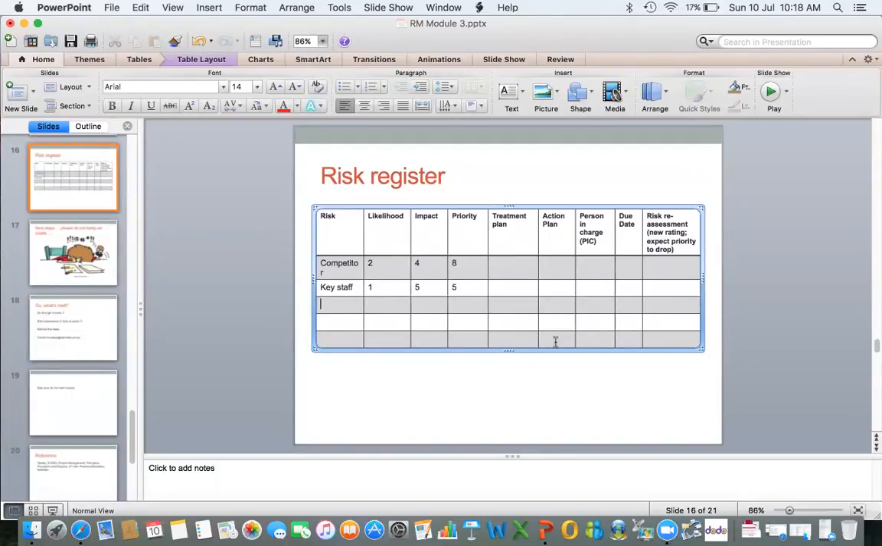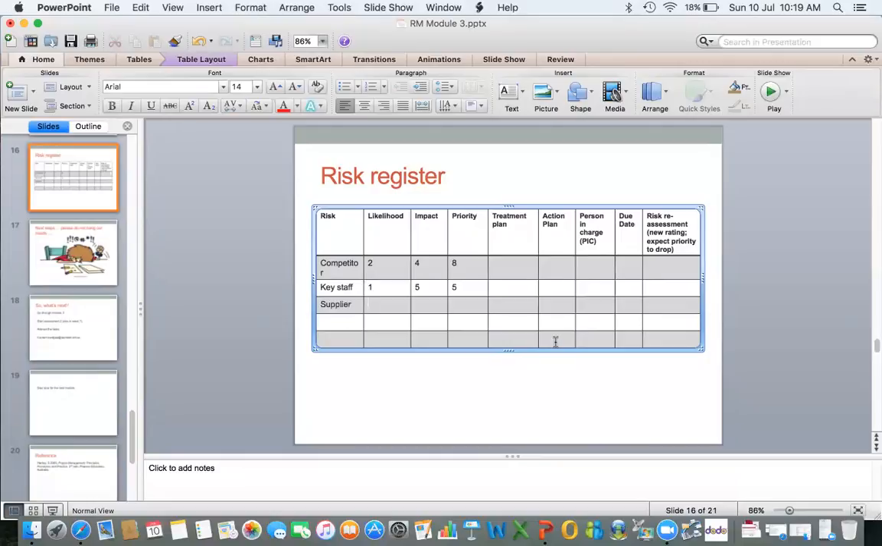And let's say we have another risk that we also have identified here. Let's say the supplier does not deliver the materials on time. If our suppliers do not deliver the materials on time, we are going to be in trouble, because we can't launch the product on time.